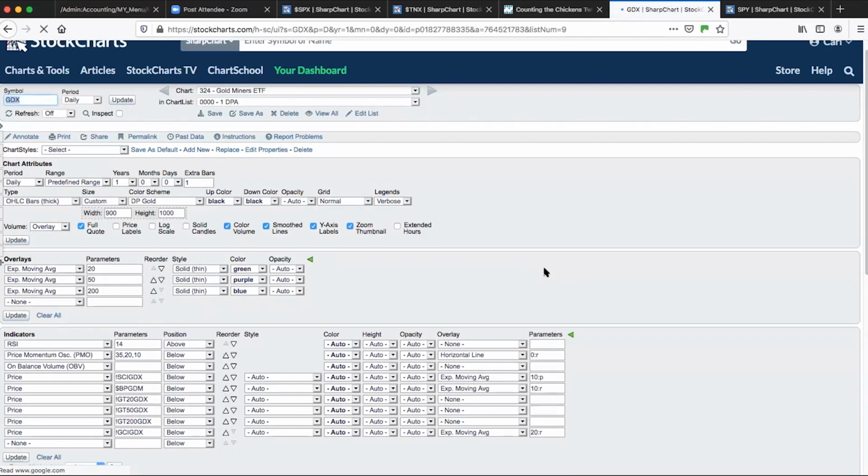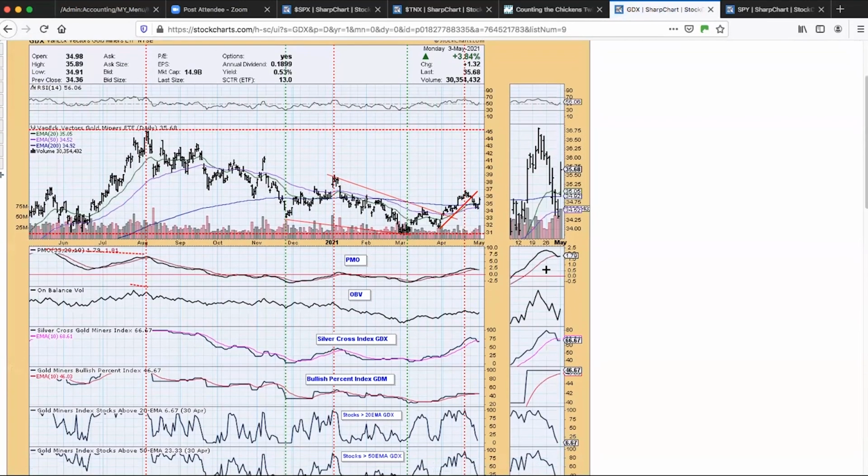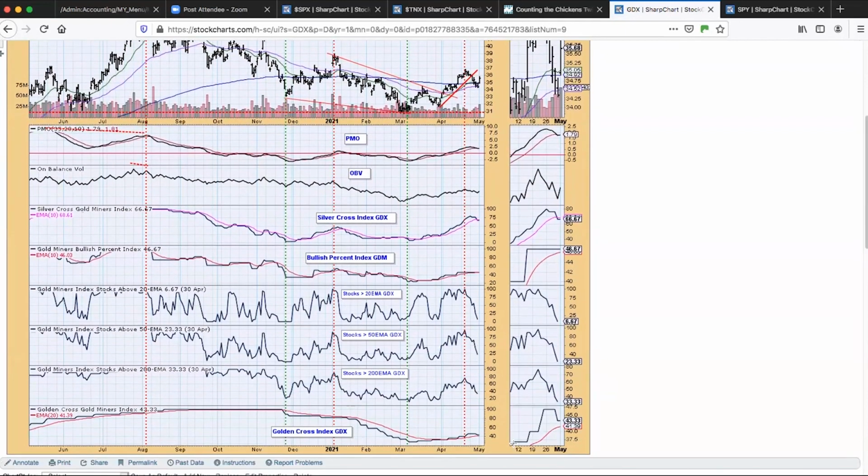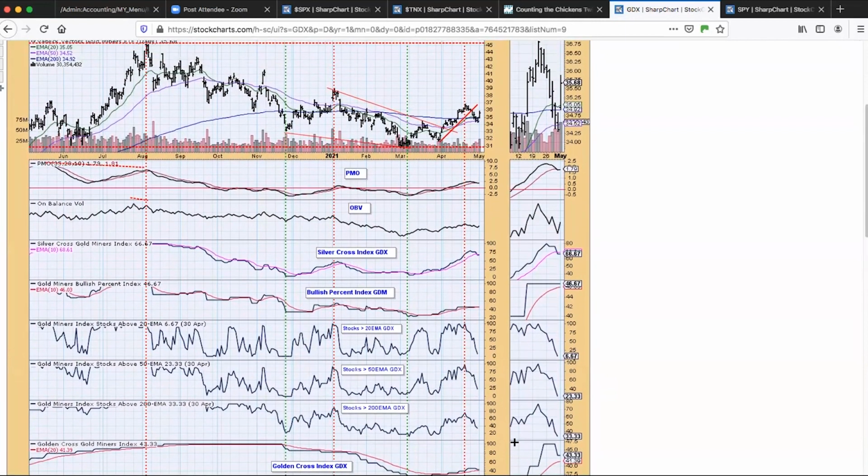Gold miners, giving me some heartburn lately. Here it goes. It's very oversold, and these haven't updated yet today, so I'm thinking they're going to tick up. Oh, they must. That was a pretty good, strong day today on those gold miners, right off the 50-day EMA and the 200. Very interesting.